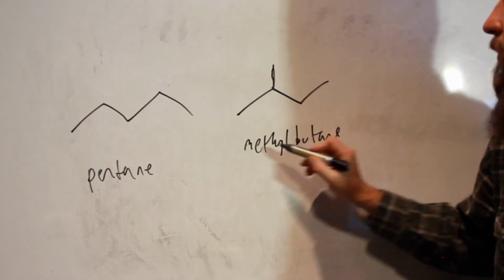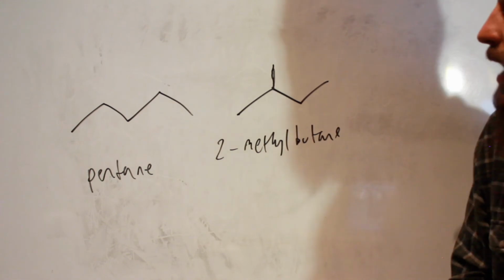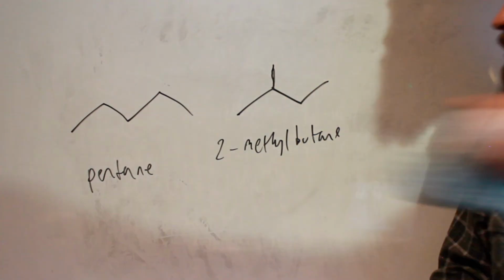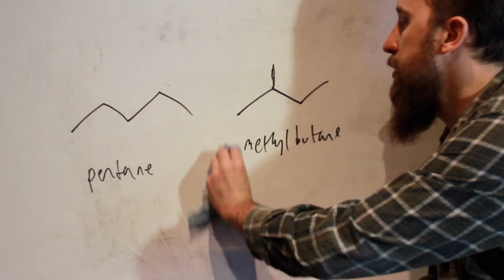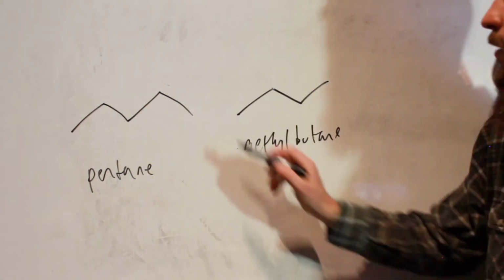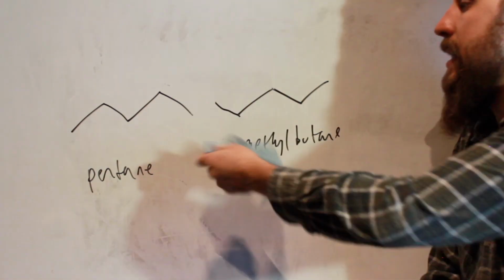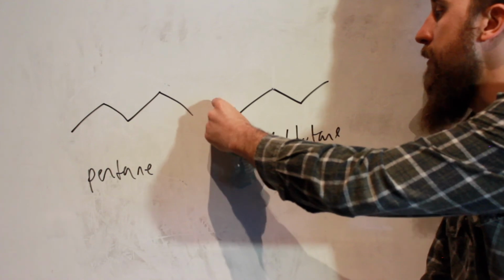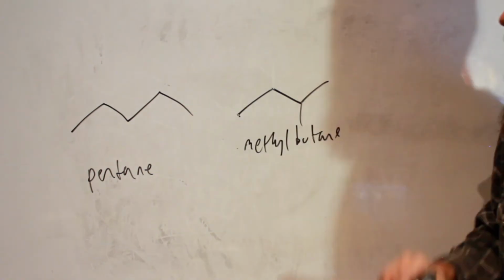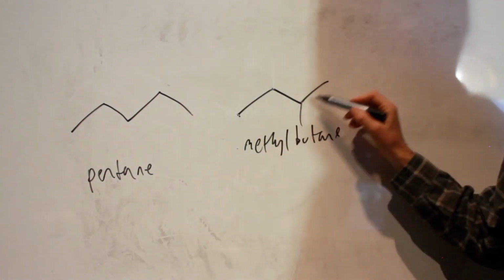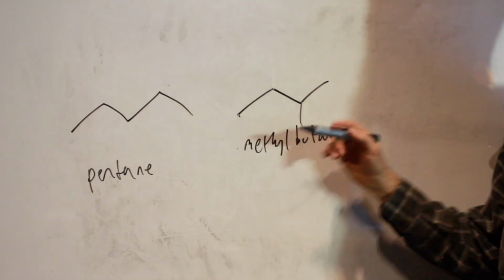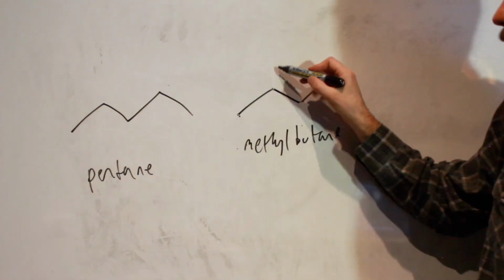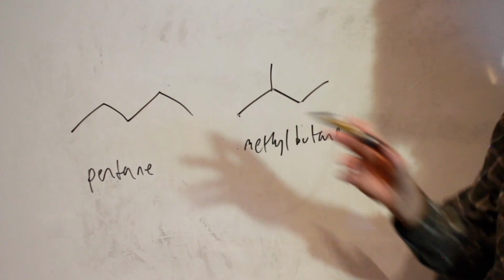You could specify 2-methyl butane, however you don't have to, because if we put the methyl group anywhere else, we wouldn't end up with anything different. If we put it on carbon number 1, then we would just have another pentane. If we put it on carbon number 3, then that would just be a methyl butane as well, because that one and that one would be the same, they're just flipped and rotated.